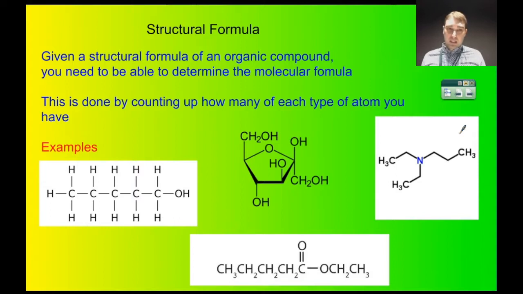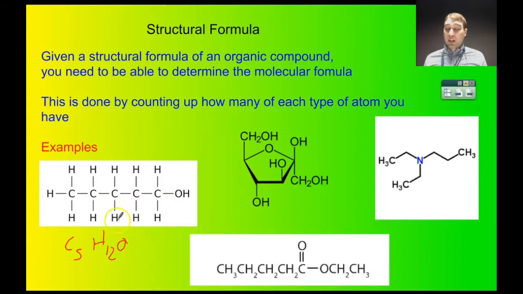So let's start over here, nice and simple. So we've got 1, 2, 3, 4, 5 carbons, so we've got C5. Then we've got our hydrogens, so we've got 1, 2, 3, 4, 5, 6, 7, 8, 9, 10, 11, 12 hydrogens, H12O.